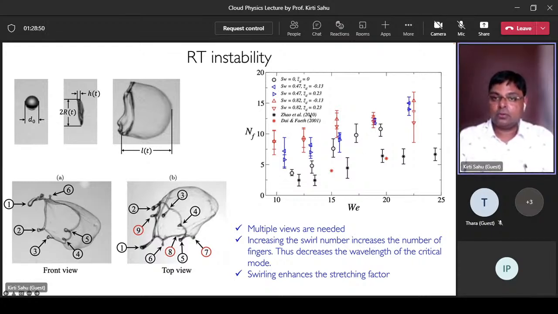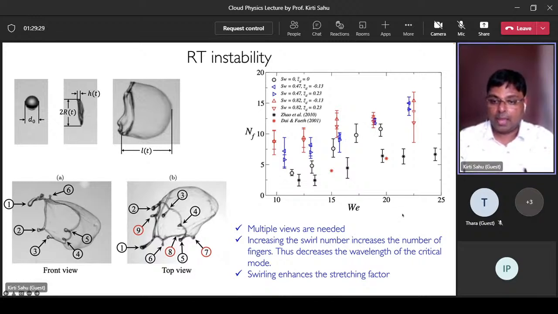The earlier studies are shown by the stars here, and their case is swirl number 0 case, of course. Our swirl number 0 case predicts the number of fingers higher than what they have observed. That is because we have used two views, whereas the earlier studies used only one view, so they missed these three nodes in this particular example. Of course, when we increase the swirl number, the number of fingers increases.